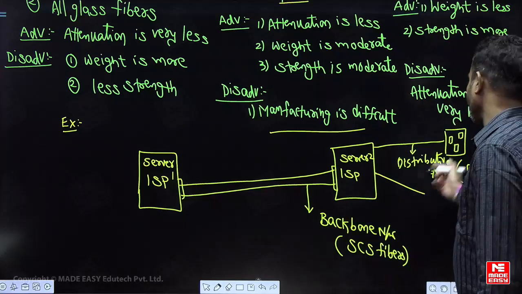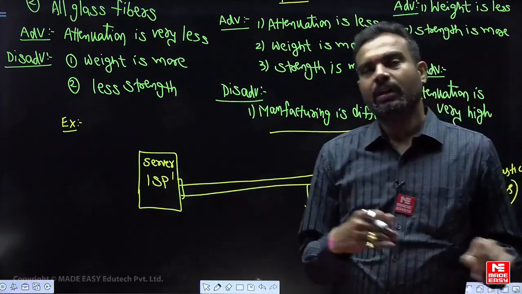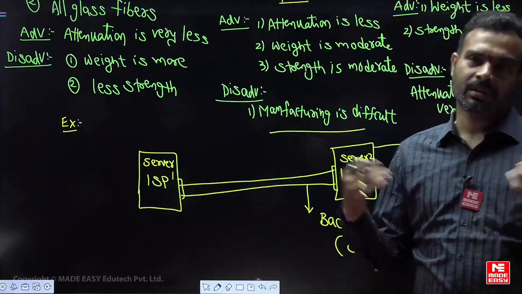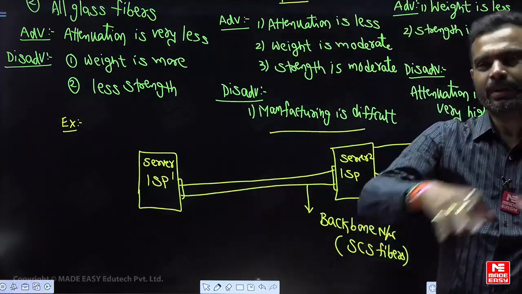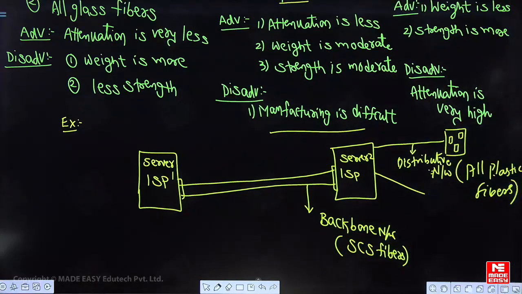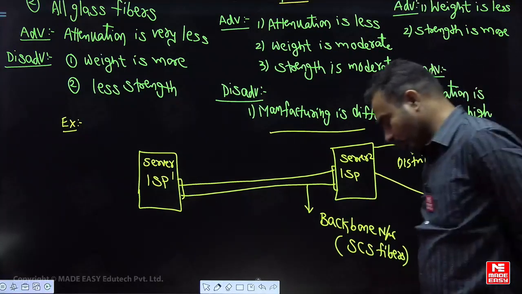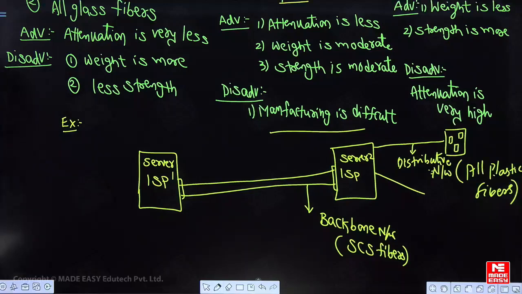For example, in your apartment you put one small server. From that server, all the connections can be distributed to the homes, or to a complete complex or society. So this is what the applications are, based upon which we choose the fiber. This is the classification we are giving based on the materials.